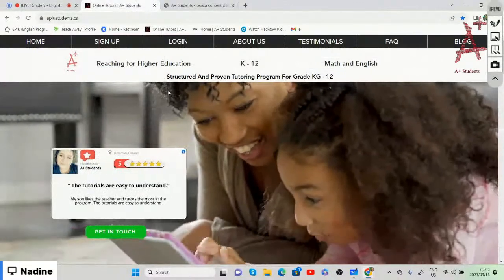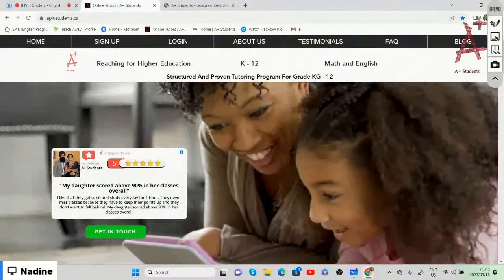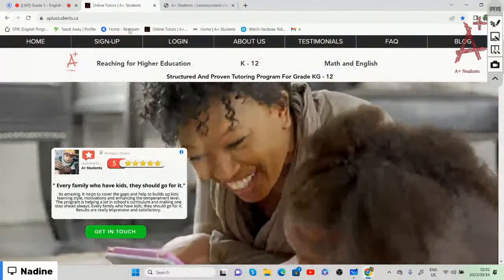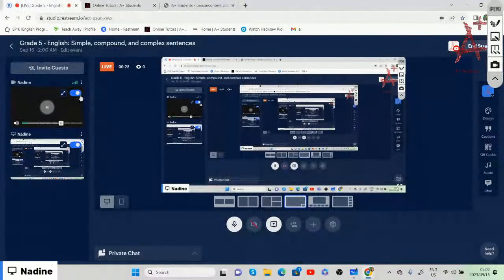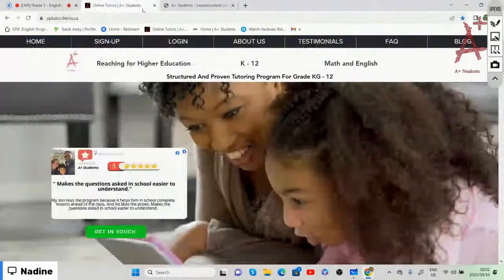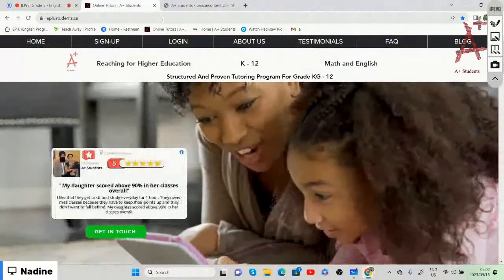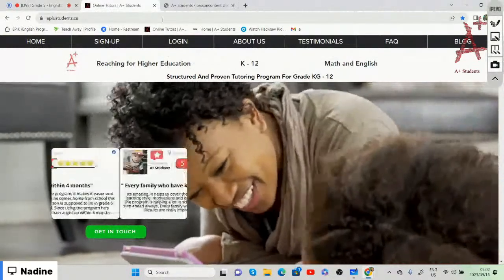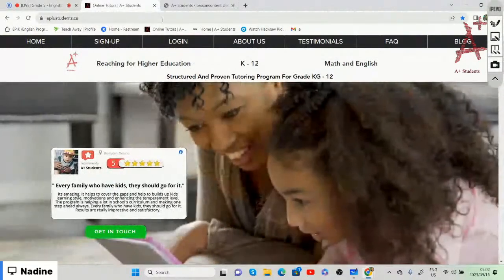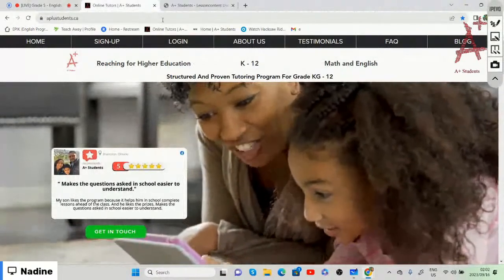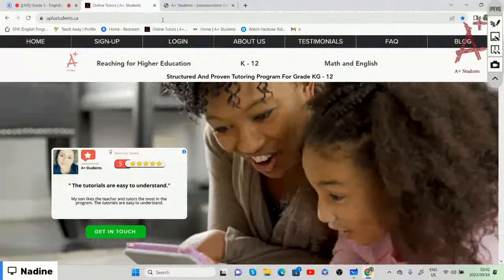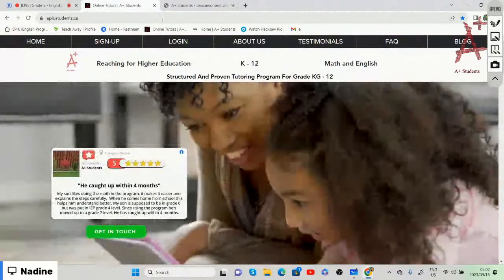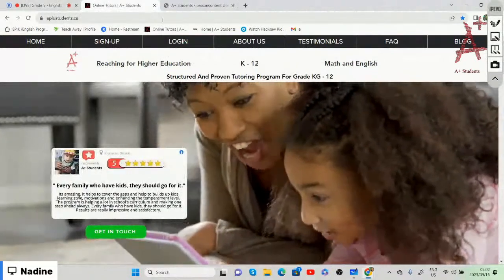All right, so tonight we'll be doing our grade 5 English lesson on simple, compound, and complex sentences. So we are going to deeply explain and go into what a simple, compound, and complex sentence is.